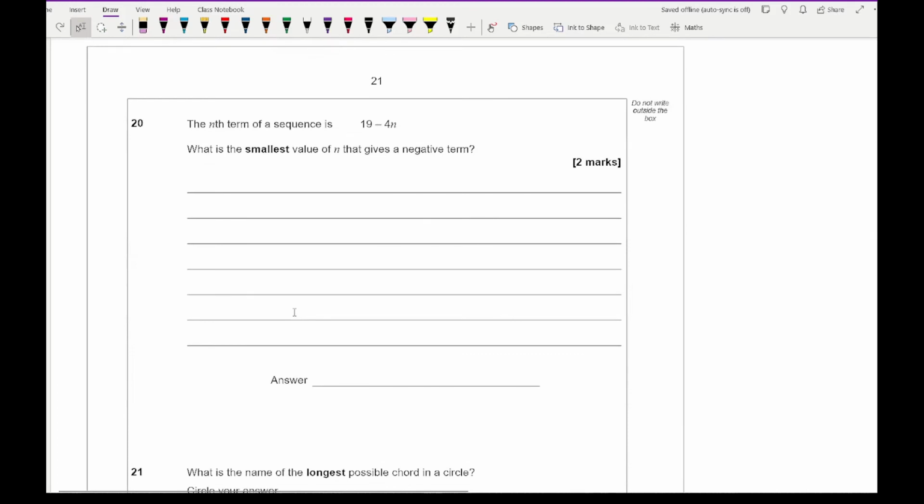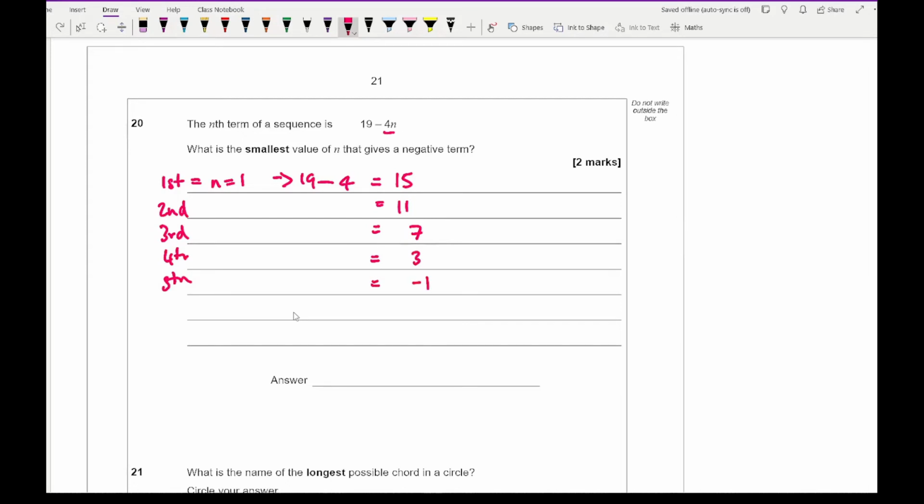Moving on to question 20, it says the nth term of a sequence is 19 minus 4n, and it says write down the smallest value of n that gives a negative value. So here, if we look at our first term, that's going to be when n equals 1. So that's going to be 19 take away 4, which is going to be 15. Then for the second term, I'm just going to be taking away 4, so that's going to be 11. The third term is going to be 7. The fourth term is going to be 3. And the fifth term is going to end up being negative 1.